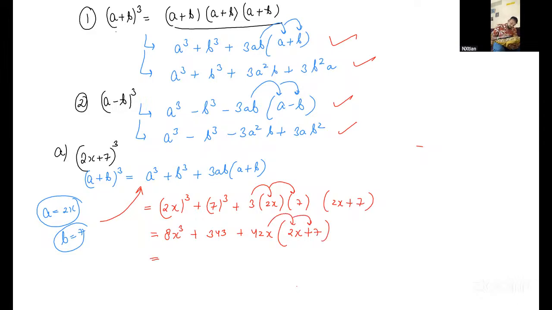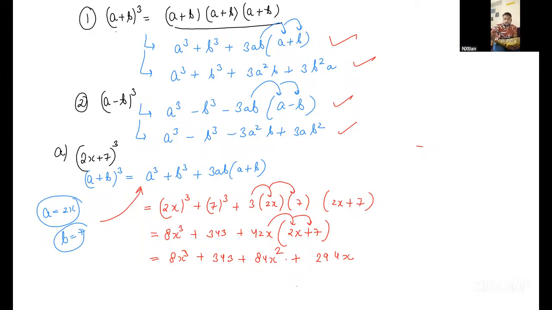So it will become 8x cube plus 343 plus 84x square plus 294x. This is the answer.